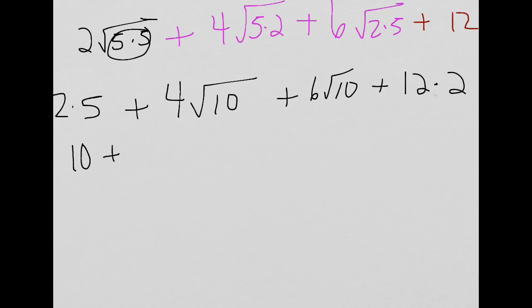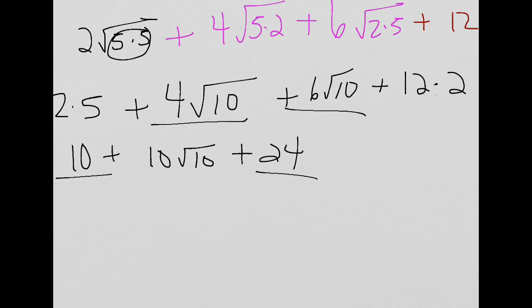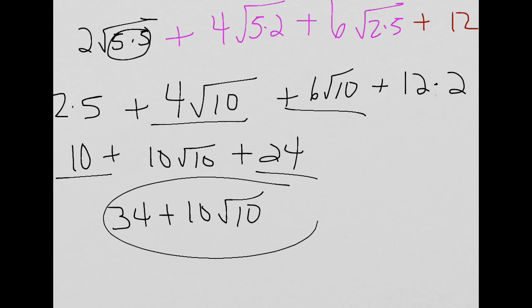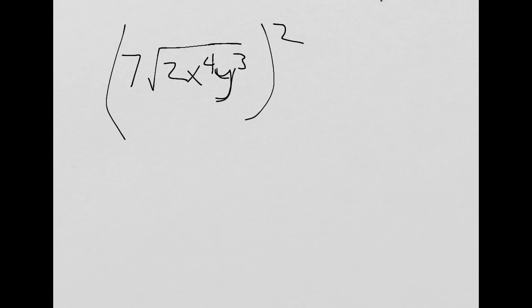Here, I can combine these because they're like terms, so that would be 10 root 10 plus 24. And then these are both numbers, so I need to add them together. It's 34 plus 10 root 10. Is that a 2 or a Z? It's a 2. The exponent, that's a 2. Yeah, I put lines through the Z's.